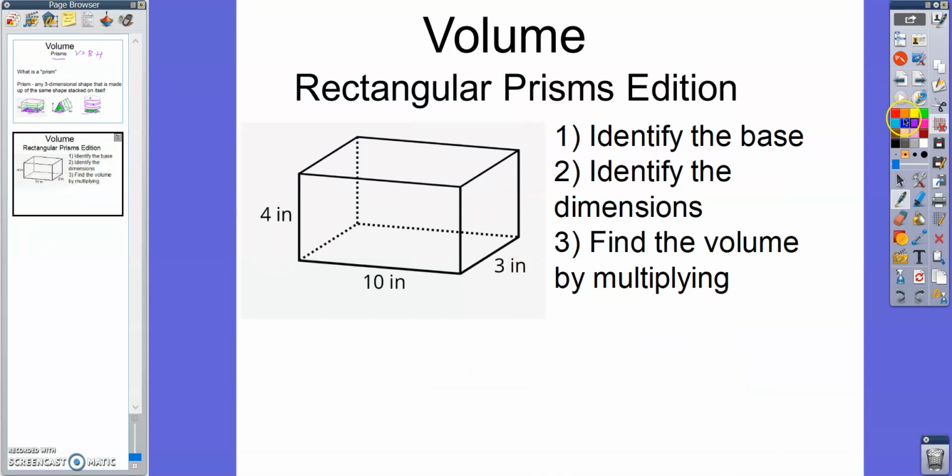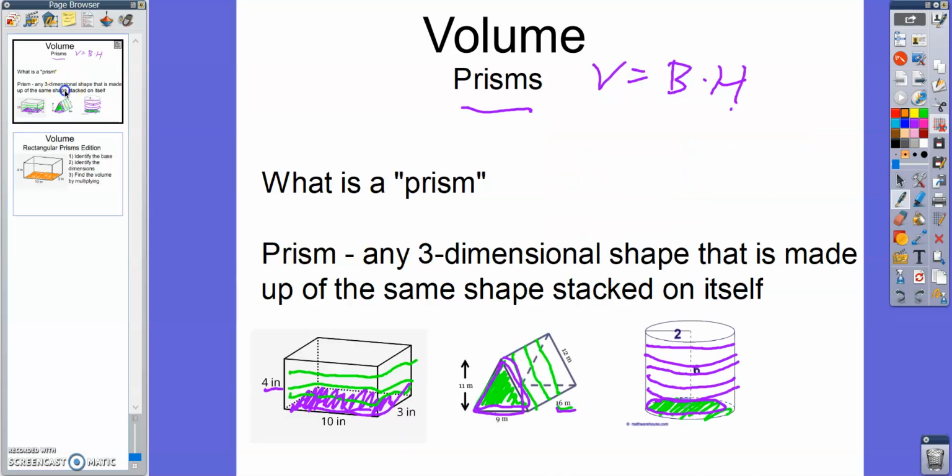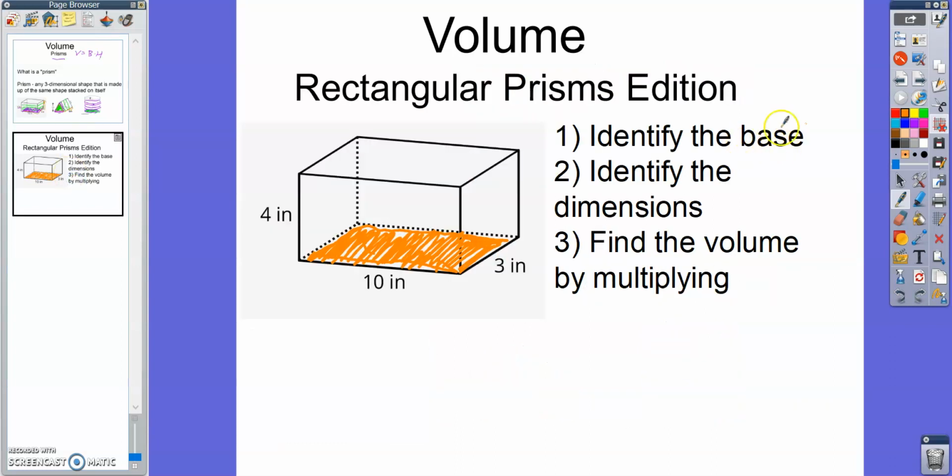Now, to do this, a couple key steps to remember. You want to identify the base first. Where is the bottom? The base is whatever shape, in a prism at least, the base is whatever shape is being repeated and stacked on top of itself over and over again. In this case, that's going to be this rectangle right here. And I already walked through the triangles and the circles. They don't always look like this, but in general, the prism shape's going to be the bottom. But like in this triangle example, sometimes they're not. It's just whatever shape is repeatedly stacked. In this case, this rectangle is repeatedly stacked. So identify the base. Check.